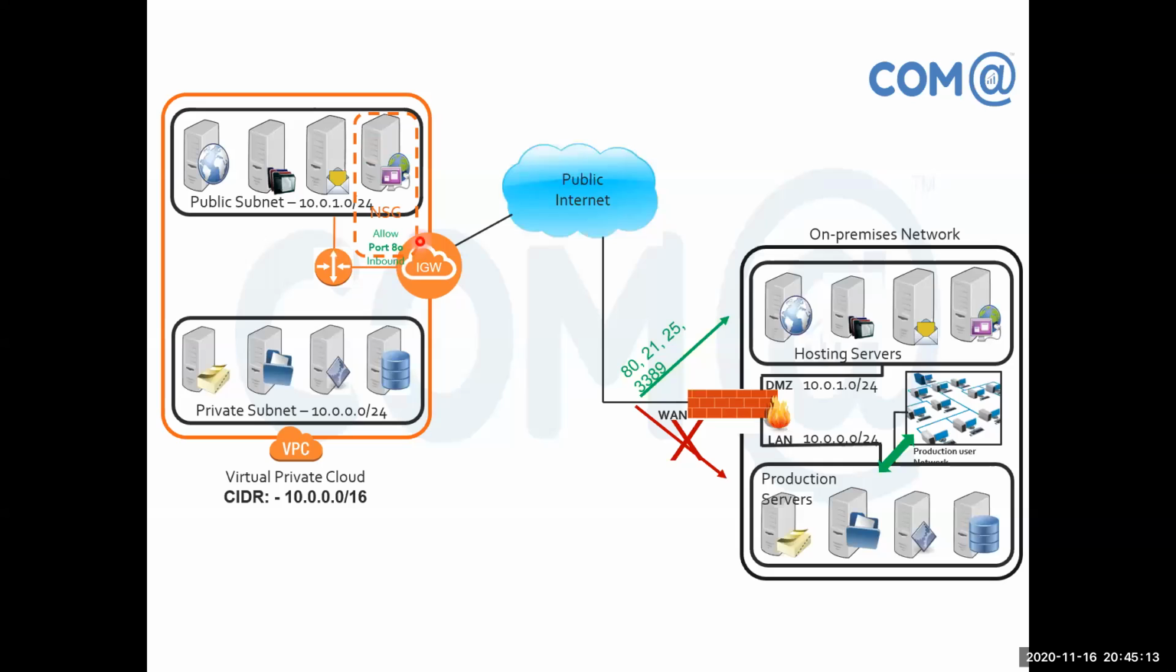Based on the configuration, in this example, I just want to publish my web server in the public internet, so in the network security group, I'm allowing port 80 inbound, so that all the HTTP inbound traffic will be allowed to this particular server, so that this web server, that is the web page, can be accessed from the public internet.